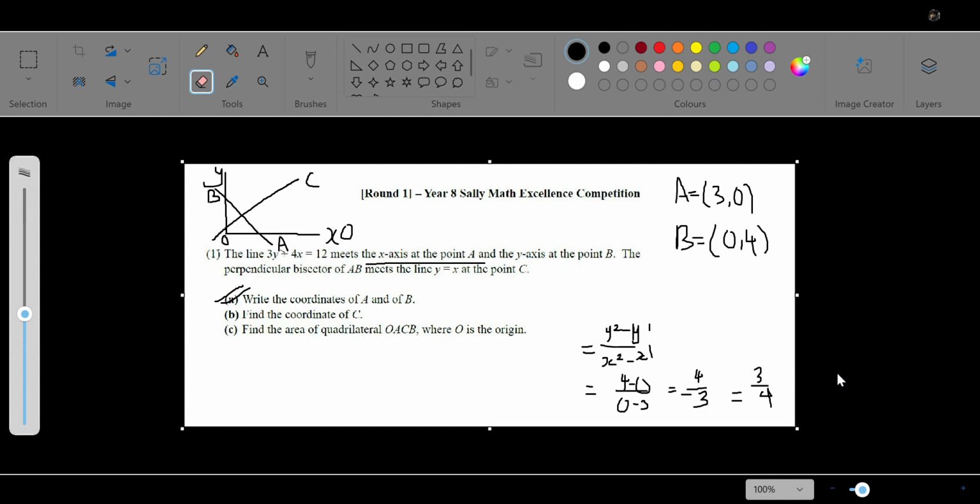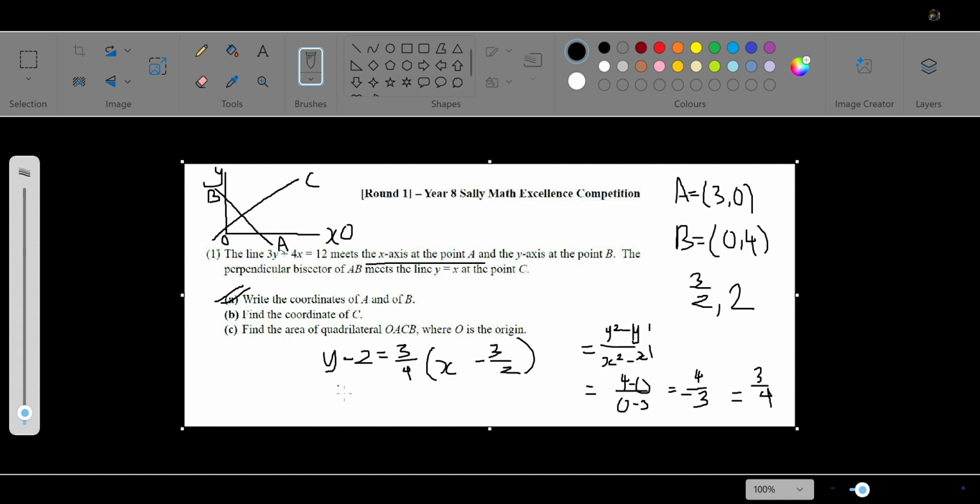So basically now with 3 over 4, you can find the perpendicular bisector using the slope and midpoint. The midpoint, to recall, is 3 over 2 and 2. So what you have to do is y minus 2 equals 3 over 4, and then you insert x minus 3 over 2.